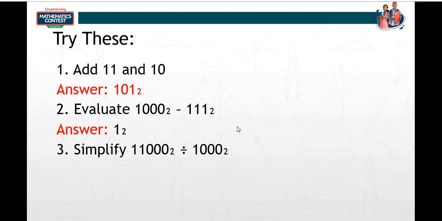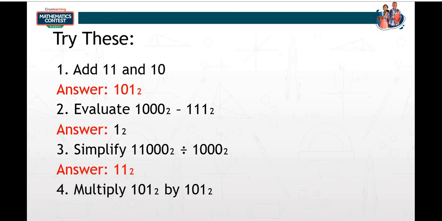Okay, simplify this. 11000 base 2 divided by 1000 base 2. What do you have? Good. 1 base 2. Oh yeah, multiply 101 base 2 by 101 base 2. What do you have?